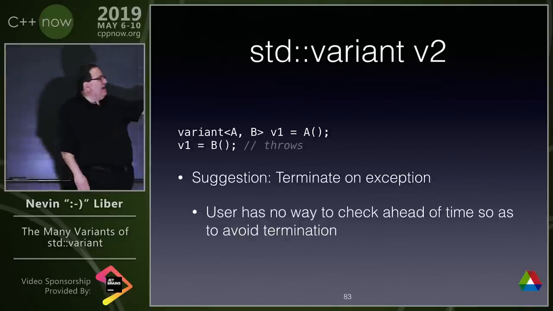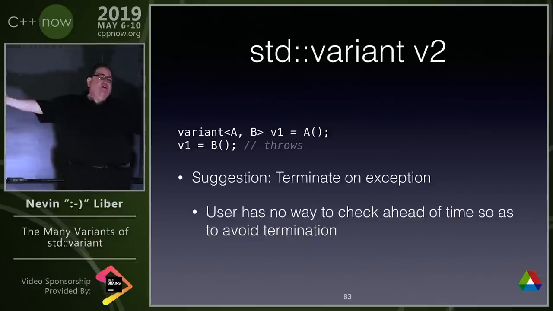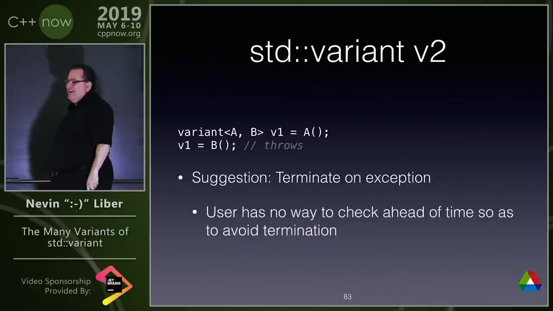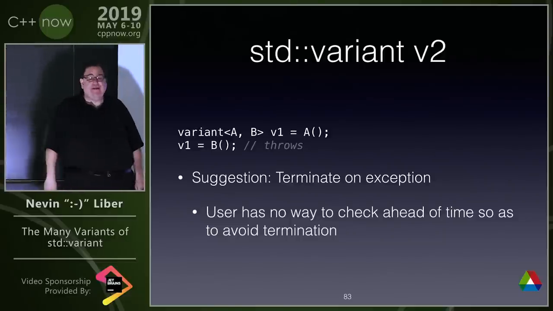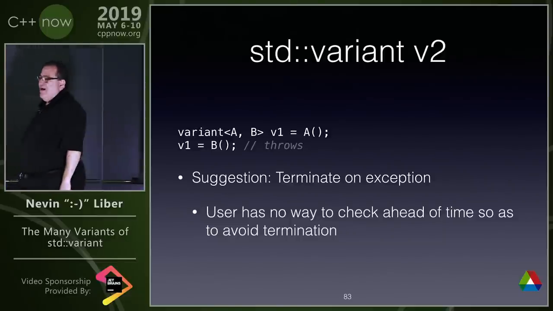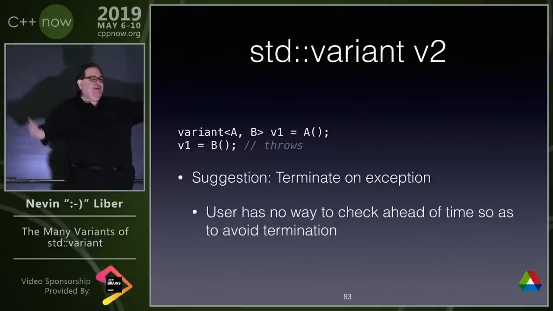Another suggestion, hey, exception happens, we're done, program terminates. The big problem with this is the user can't check ahead of time if this is going to happen. So by writing good code, you suddenly, you're done.